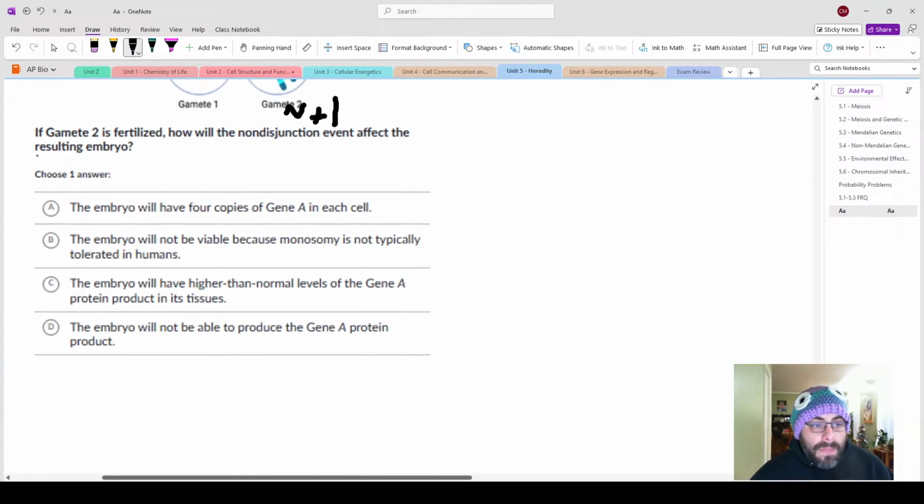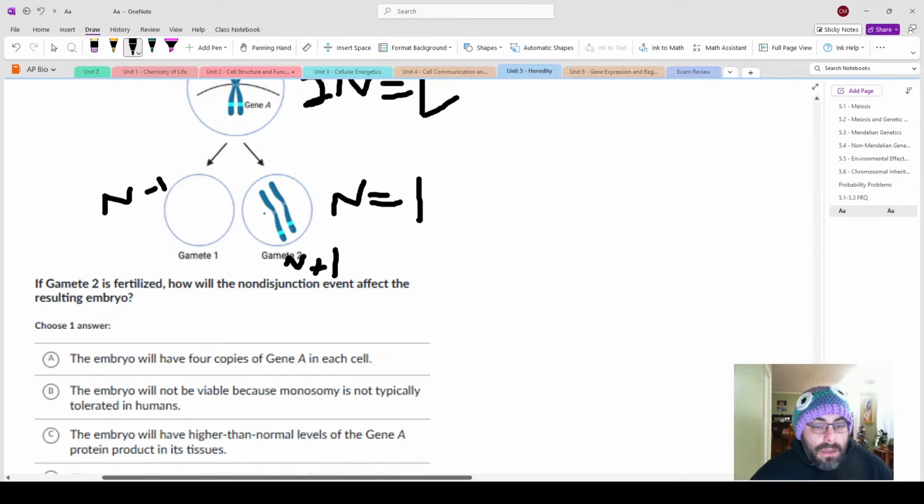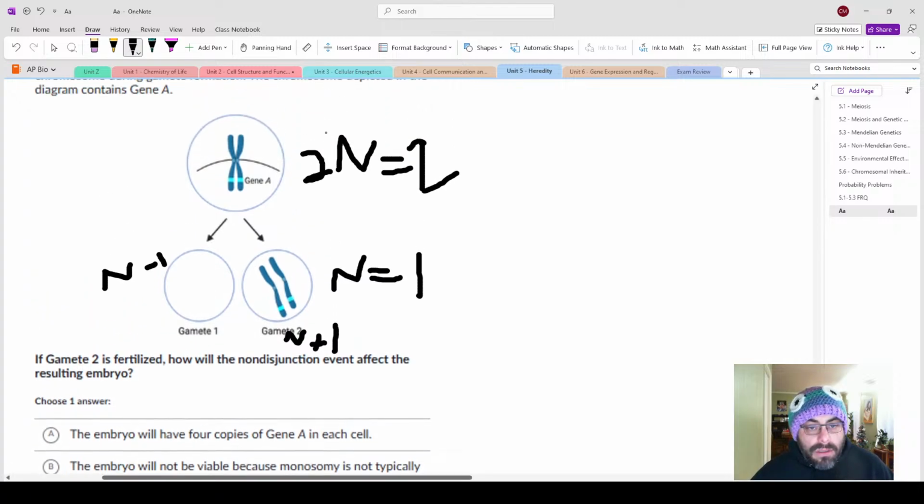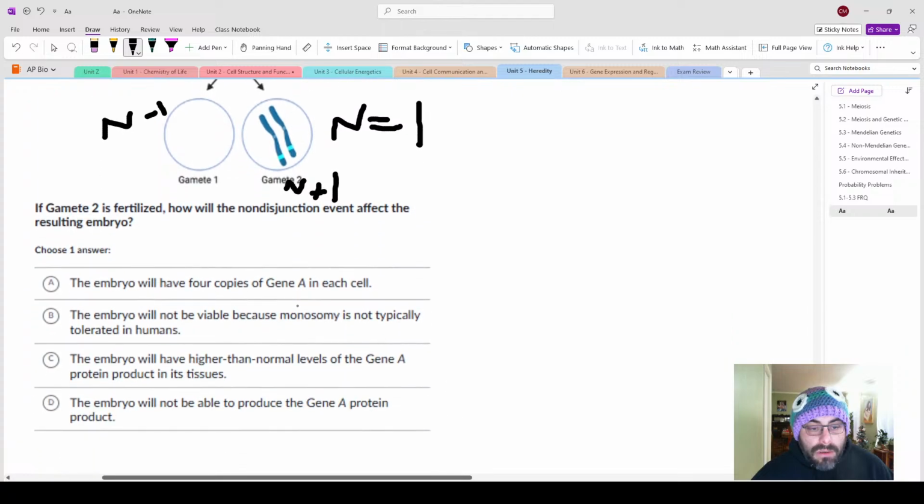And let's go see. Gamete 2 is fertilized, how will the non-disjunction event affect the resulting embryo? That resulting embryo will have 3 chromosomes in it because 2n is supposed to equal 2, and that one will have an extra chromosome.